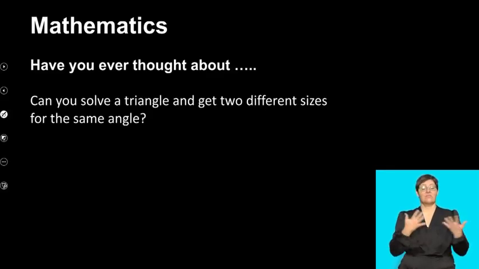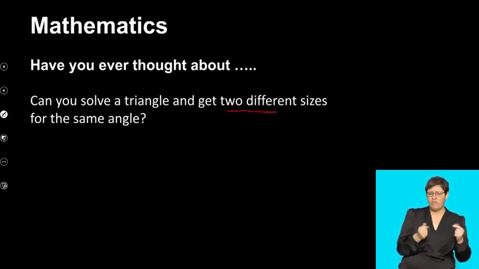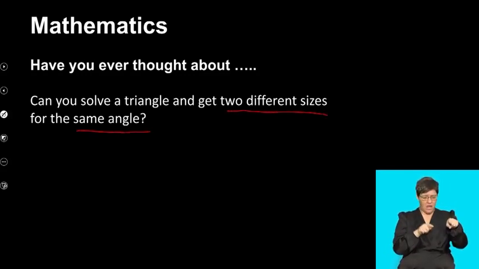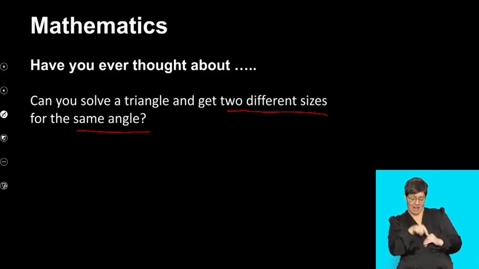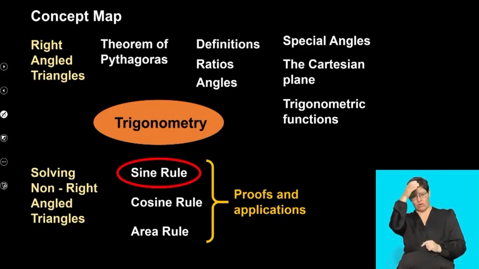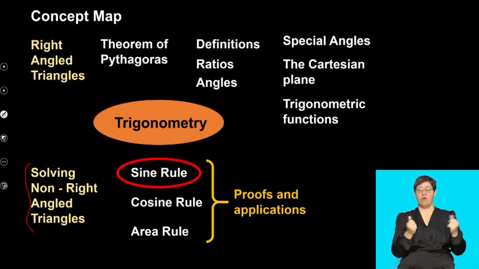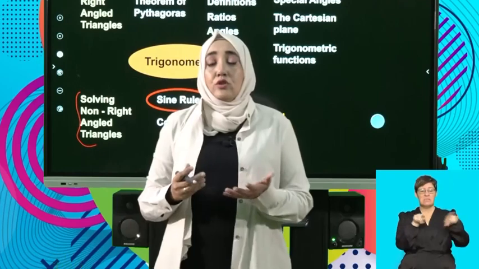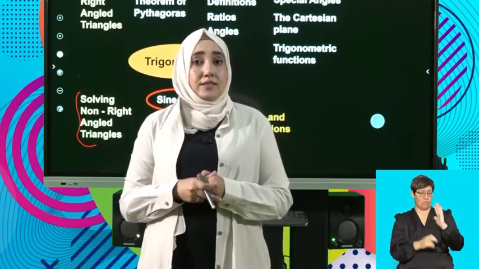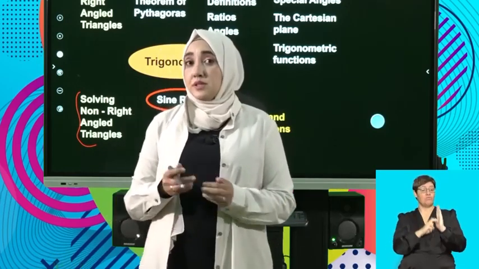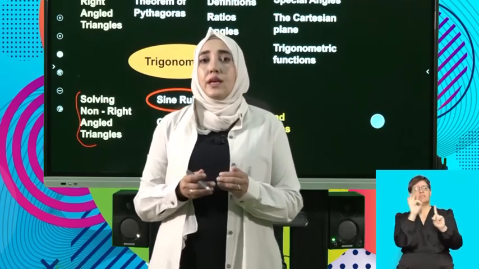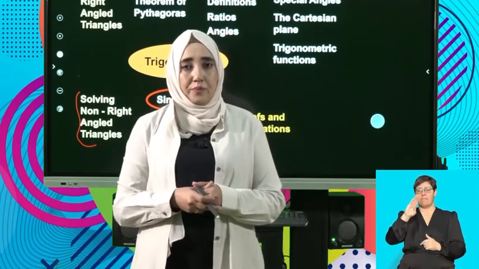Have you ever thought about if it's possible to solve a triangle and get two different sizes for the same angle? Well, that's the question we're going to answer today. But first, let's look at the concept map. In the last lesson, we dealt with solving non-right angle triangles and specifically the sine rule. We're going to continue with that and discuss the sine rule today, but specifically, we're going to be dealing with the ambiguous case of the sine rule.